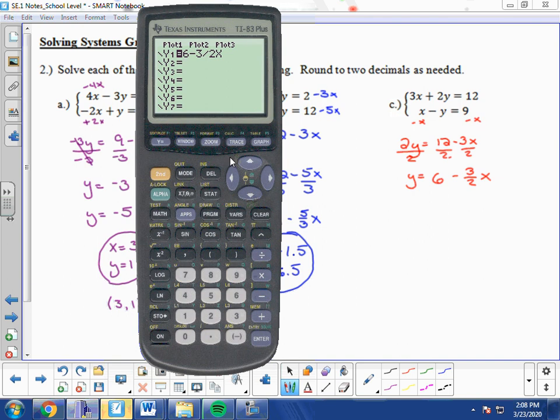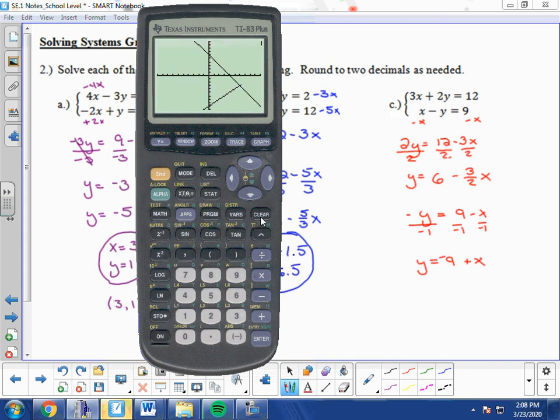On the second equation, I would subtract x, so negative y equals 9 minus x, and then here I do need to make sure that y is positive, so I need to divide by negative 1. So y equals negative 9 plus x, or y equals x minus 9.